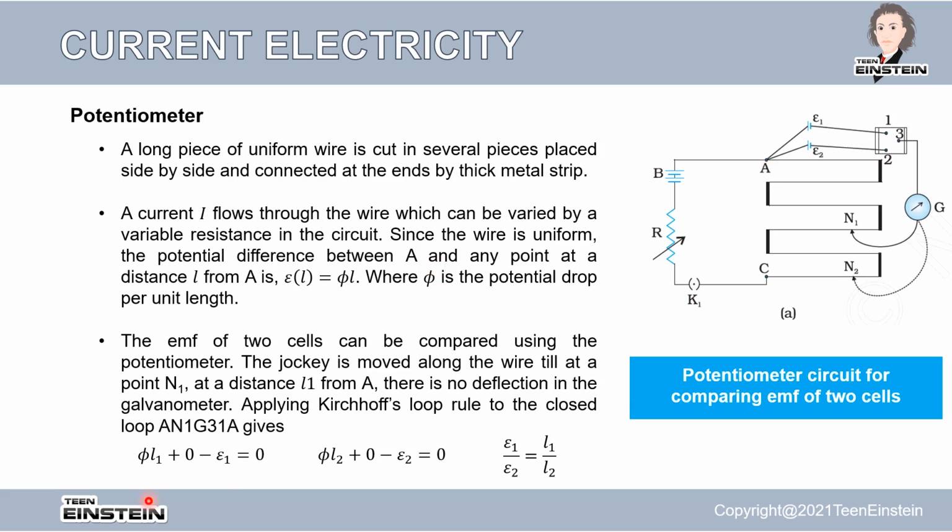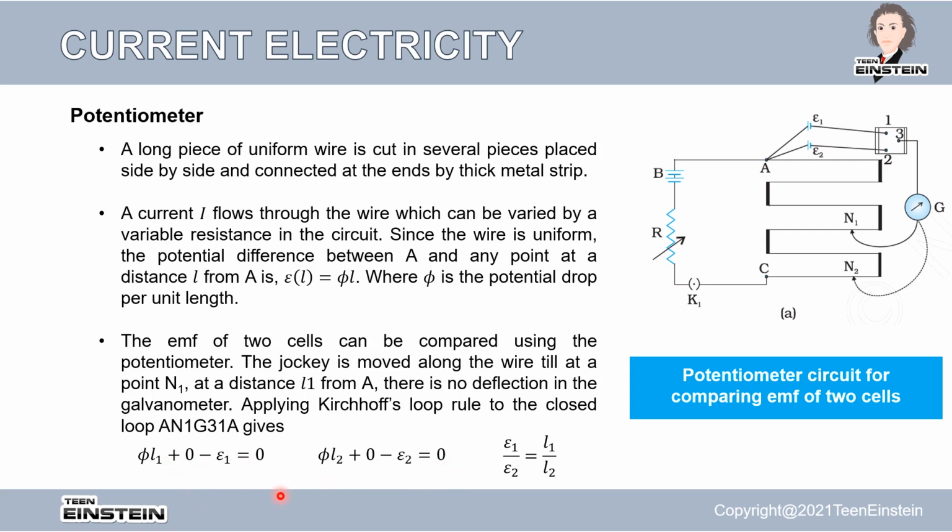So this circuit gives us phi L1, that is the potential drop across this length, plus 0 because Ig is 0 here, minus epsilon 1 equal to 0. Similarly, if you do the same thing with AN2 and G32A, then you get phi L2 plus 0 minus epsilon 2 equal to 0.